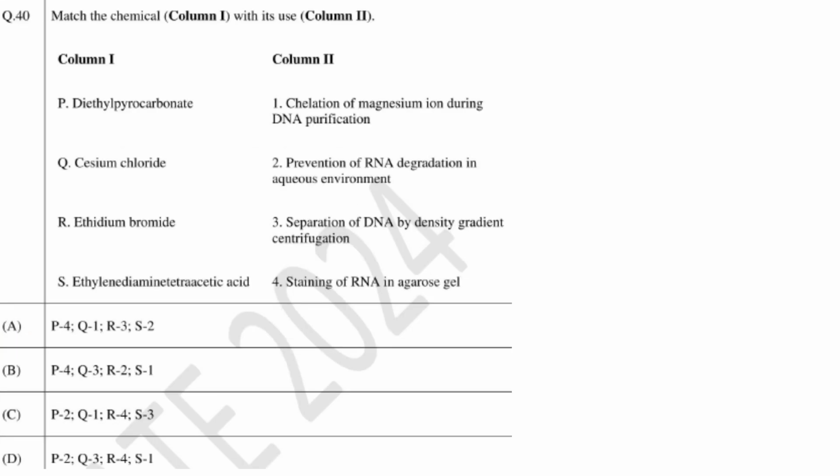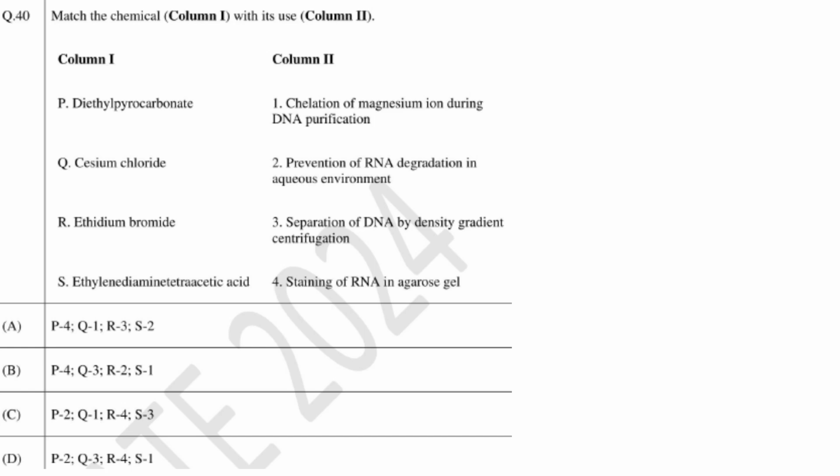Then next one. Match the chemical in column 1 with its use in column 2. Diethyl pyrocarbonate. It is in prevention of RNA degradation in aqueous environment. P2. So P2 is, you have to see C and D, A and B can be not taken into consideration. Okay, P2. Cesium chloride.